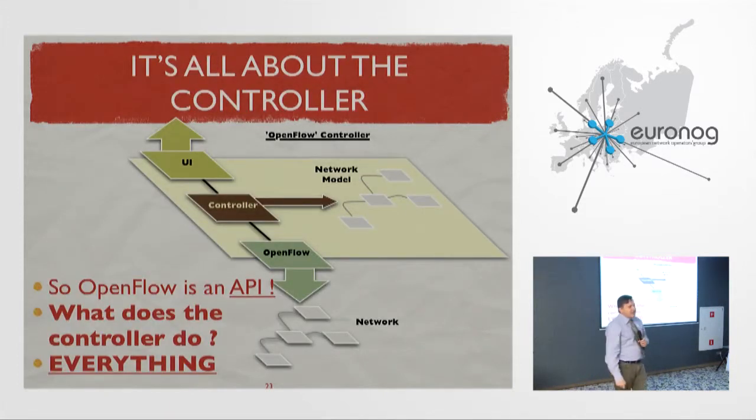So OpenFlow is a protocol, but it's mostly an API. It's about loading data into the TCAM of a switch or into the FIB of a router. Okay. What does the controller do in this network? It does everything. Absolutely everything.